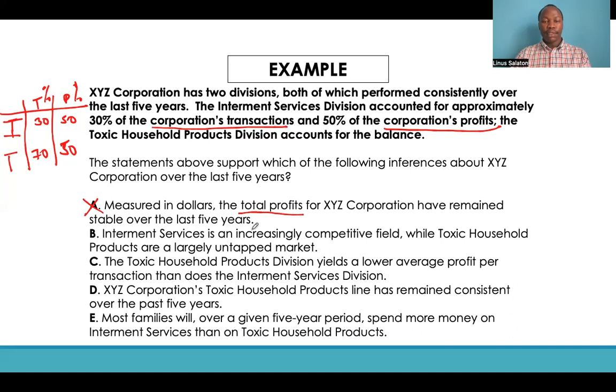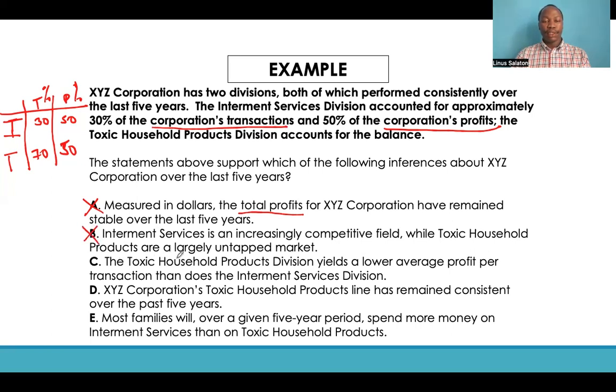B says Interment services is an increasingly competitive field, while toxic household products are a largely untapped market. Again, our stimulus focuses mostly on the contribution of the Interment division and the toxic household division to the corporation's transactions and their profits. It doesn't tell us whether the Interment Services Division is a competitive field or not, or whether toxic household products are a largely untapped market. So that is information that is out of scope. For that reason, eliminate B.